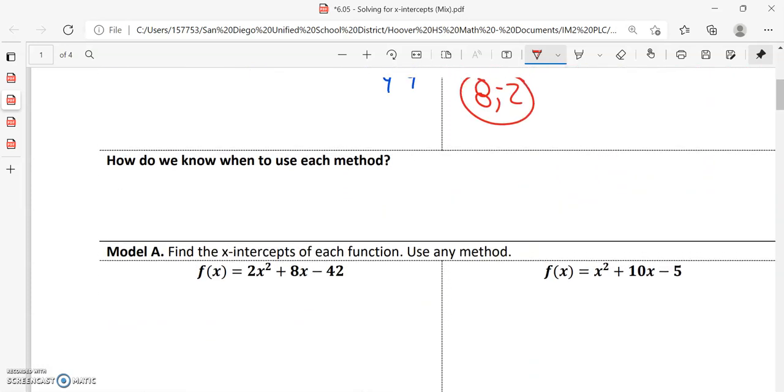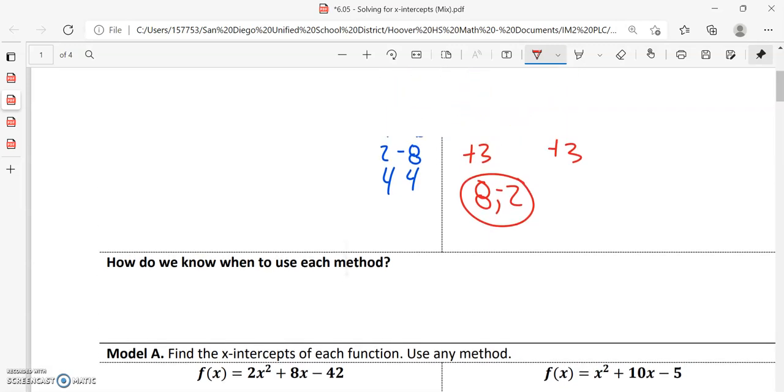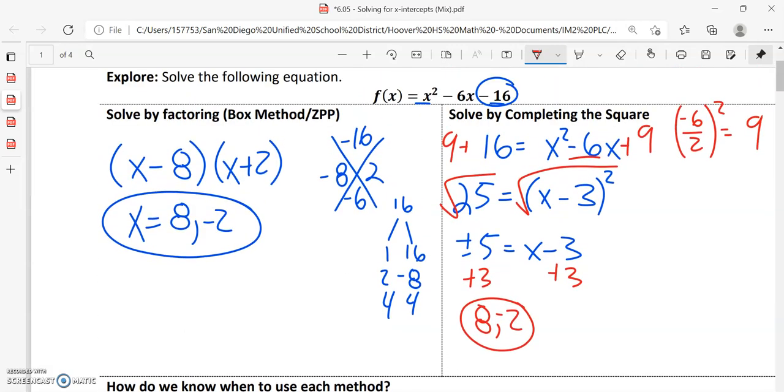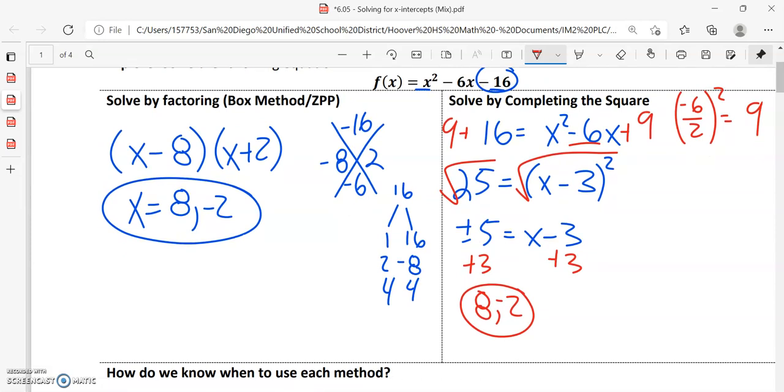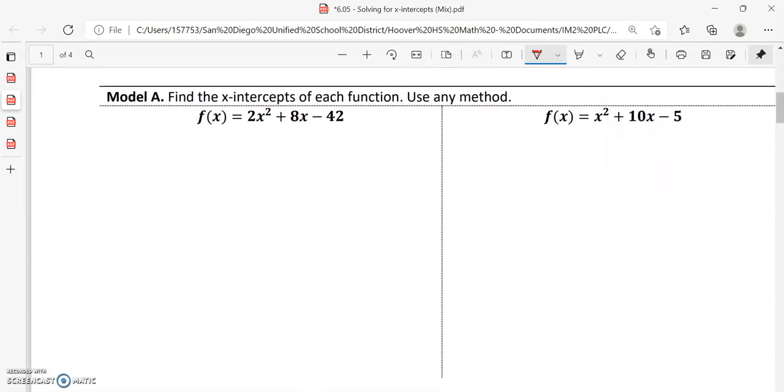How do we know when to use each method? Well, completing the square always works. Factoring, I think, is faster if it's easier, like if the numbers are easy to find. So if you can factor, I would factor, but sometimes you can't factor an equation or a quadratic, so you need to complete the square to factor it. That's basically the answer.